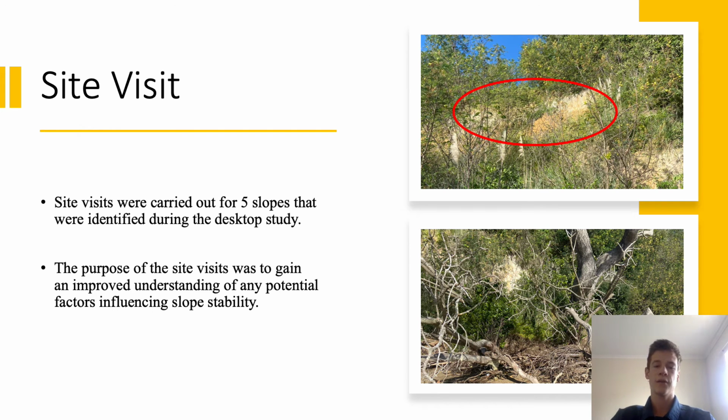Site visits were carried out for the 5 slopes that were selected. This was done through an in-person investigation of each individual slope site in the Maungatapu area. The purpose of the site visits was to gain an improved understanding of any potential factors influencing the slope's stability. Shown in the 2 images are pictures taken from the site visits from the 446 Maungatapu Road slope. The top image shows the peak of the slope with a ridge circle showing the exposed slope face. This suggests previous failure has taken place on the slope, with the bottom picture showing the base of the slope.